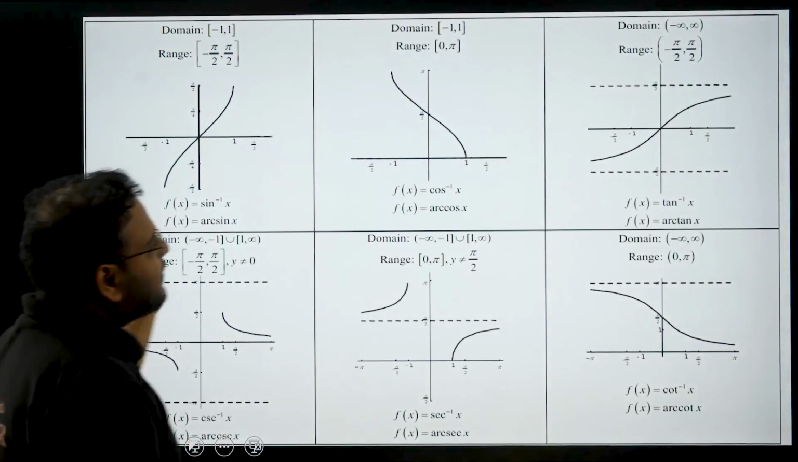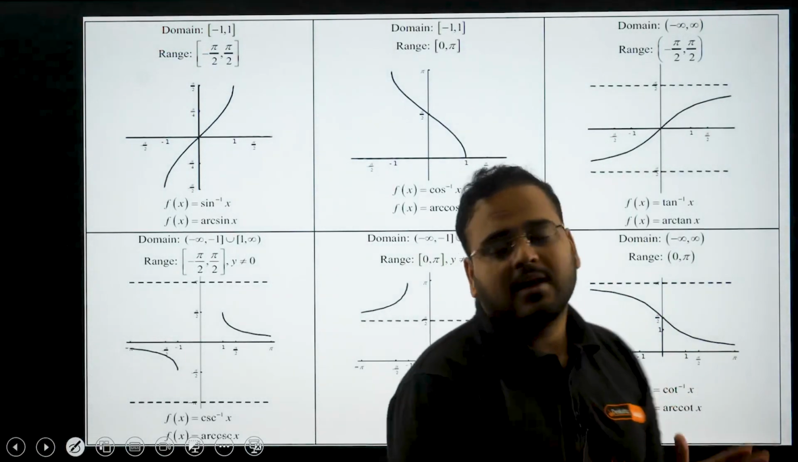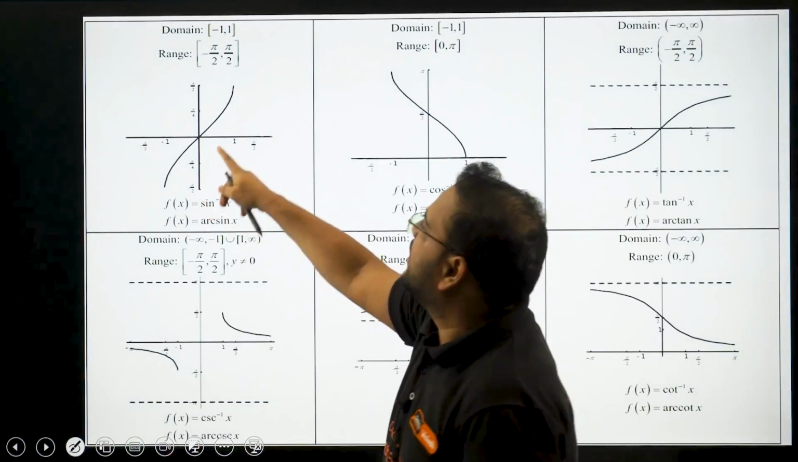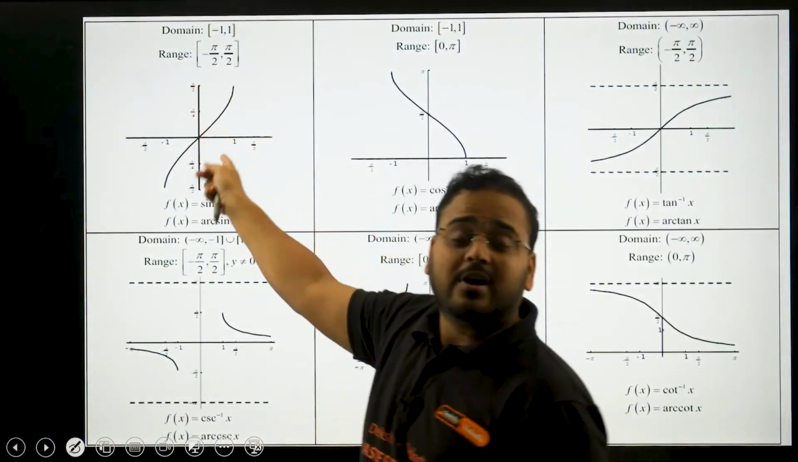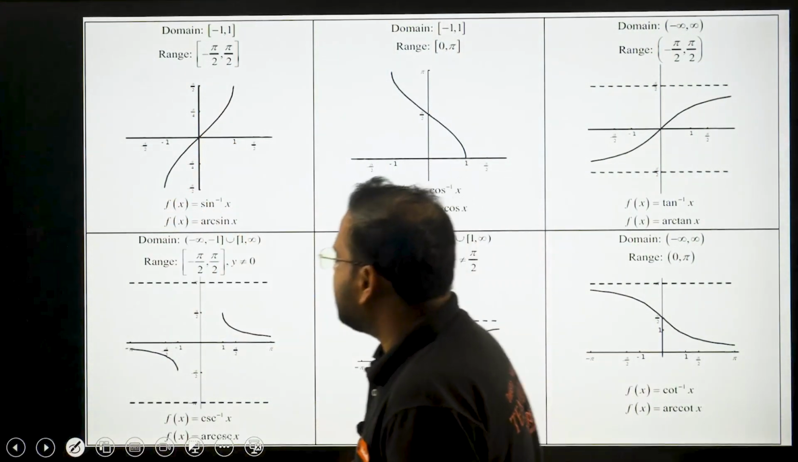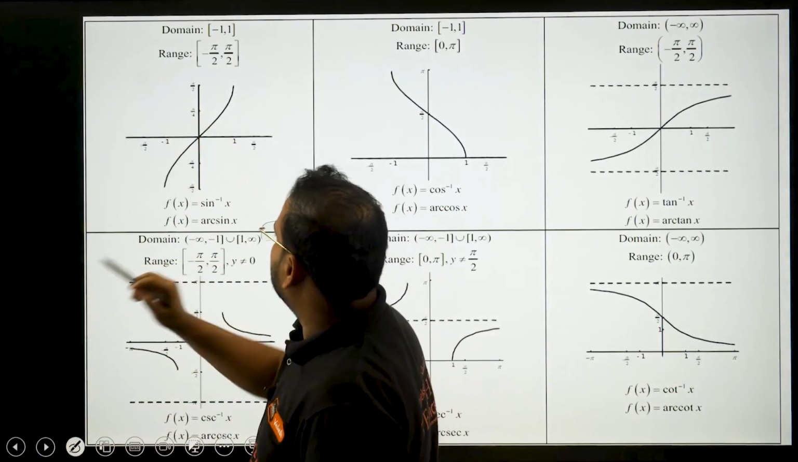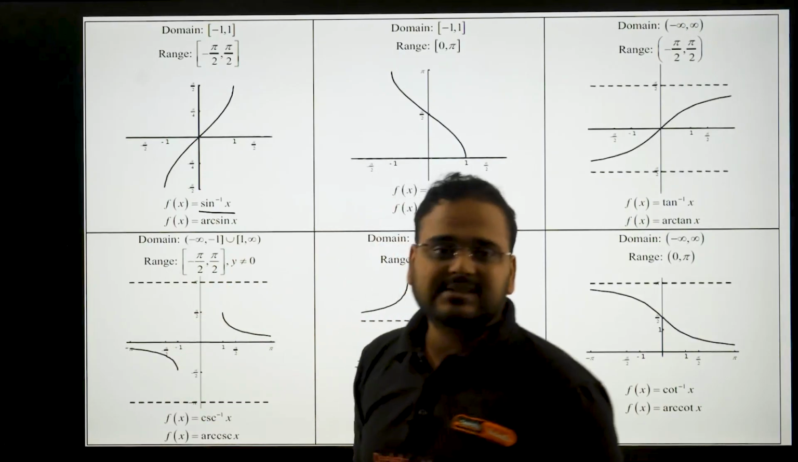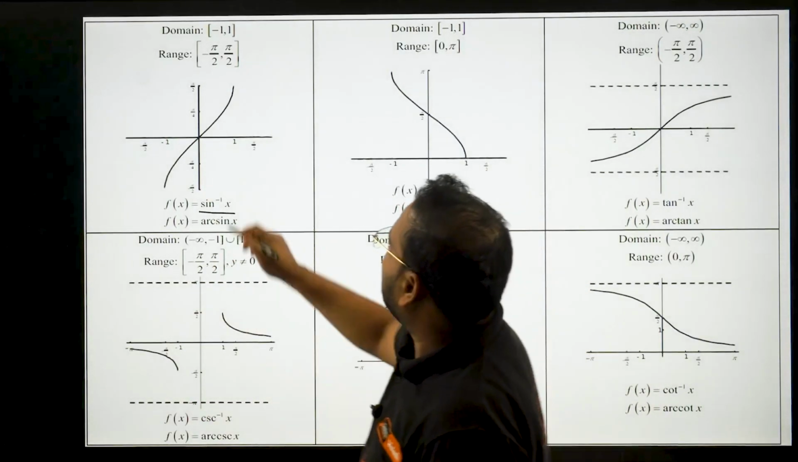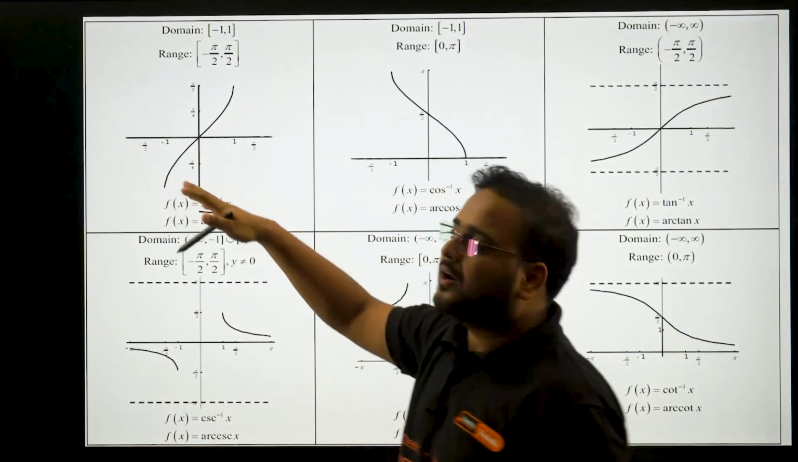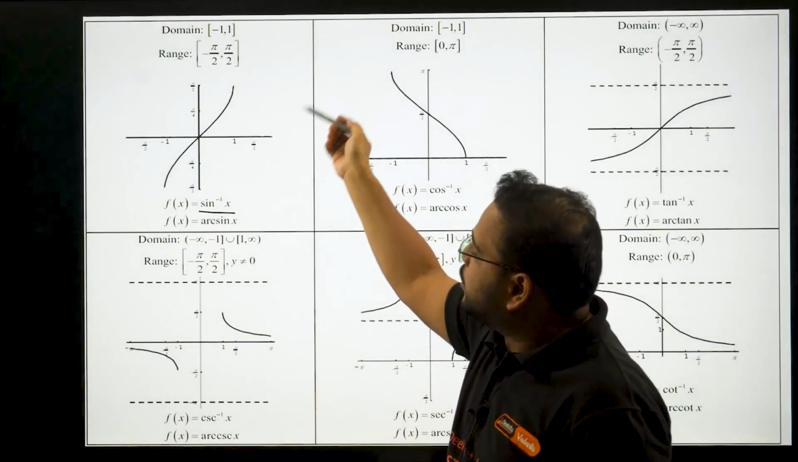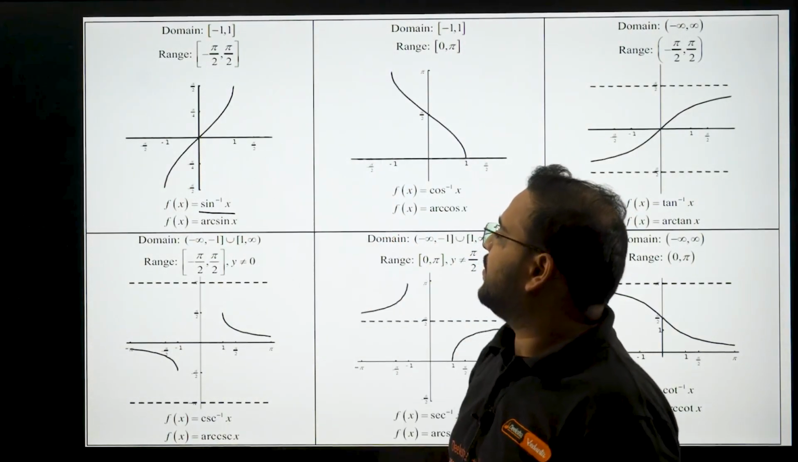Moving on, the graphs, just to give you a summary of the graphs. For each of the functions, here the summary is: range is minus pi by 2 to pi by 2. This is for sine inverse of x. I hope you can see this over here, sine inverse of x visible. Yeah, and domain is minus 1 to 1. Your range is minus pi by 2 to pi by 2, again both inclusive. The graph is over here.